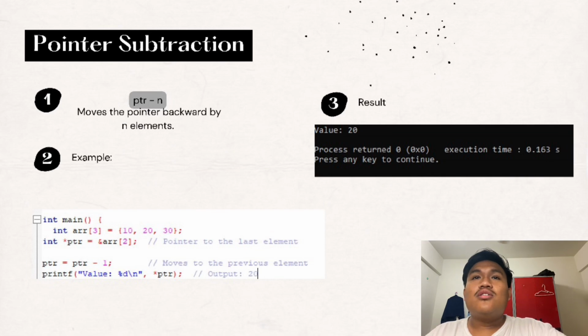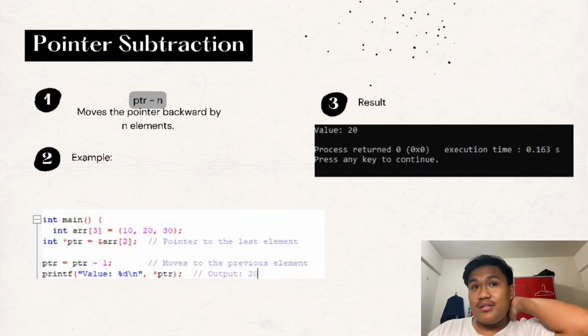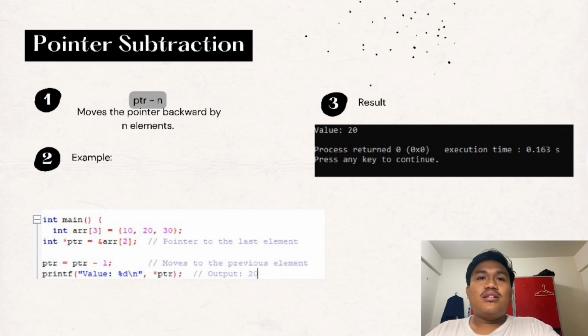Okay, next we go to pointer subtraction. Pointer subtraction moves the pointer backward by n elements. Same as pointer addition, in this case we just move back. The first and second rows may be the same as the pointer addition. And number 2, int star ptr equal to array 2, because we declare the last element 2.